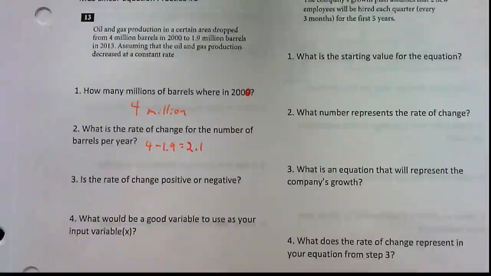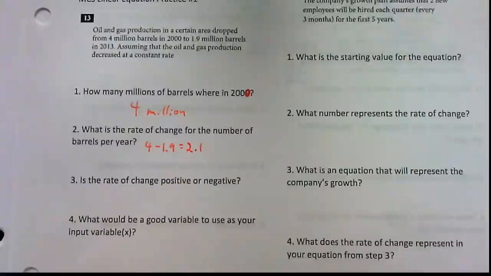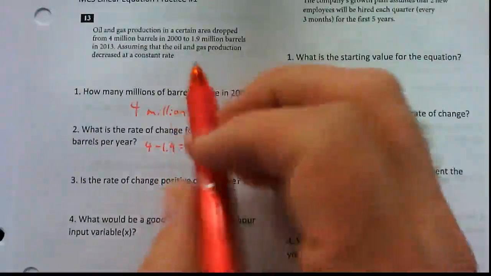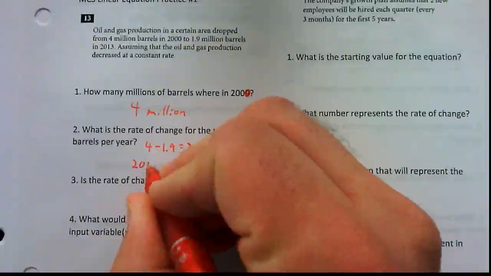2.1. Now, how many years have gone by? So this is the change in the number of barrels. How many years have gone by? So we went from 2000 to 2013. So there's a difference of 13 years.